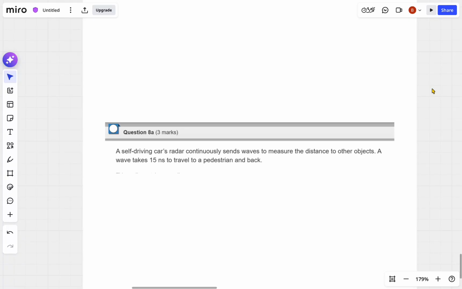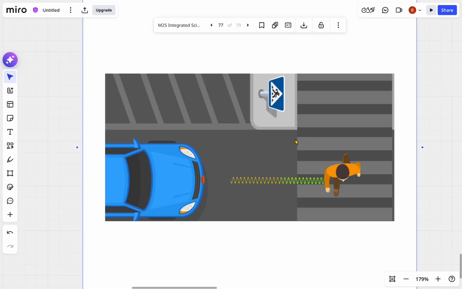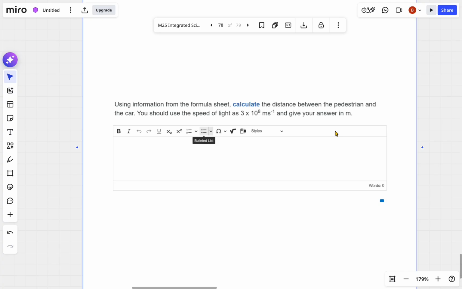A self-driving car's radar continuously sends waves to measure the distance to other objects. A wave takes 50 nanoseconds to travel to a pedestrian and back. So now let's look at this image. We see it takes 50 nanoseconds to travel to the pedestrian and back with the car. So let's just read the question once. Using information in the formula sheet, calculate the distance between the pedestrian and the car.